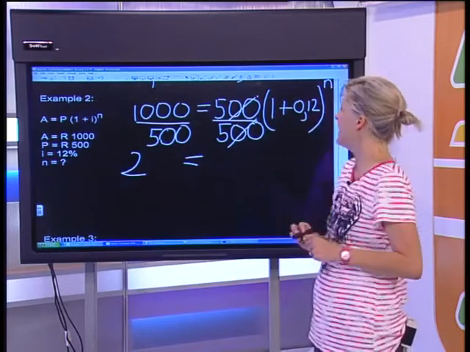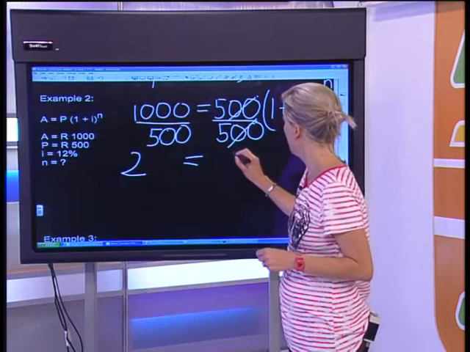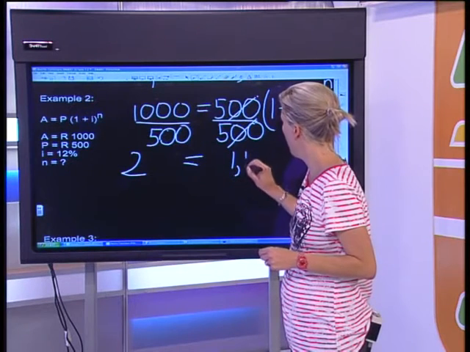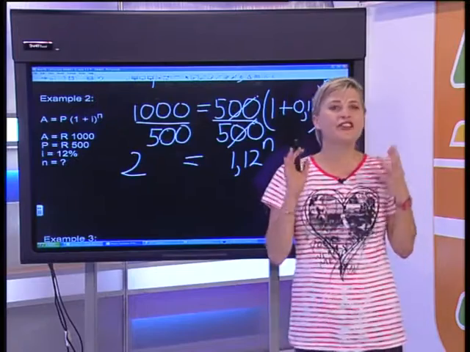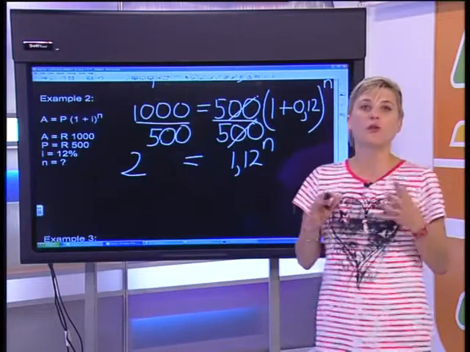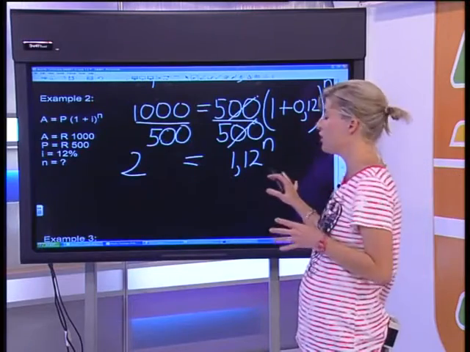Inside my bracket, I can add the 1 to the 0,12. So that gives me 1,12 to the power n. Now, this is the point, boys and girls, where we need a little bit more knowledge than we had in grade 11 in order to solve this.